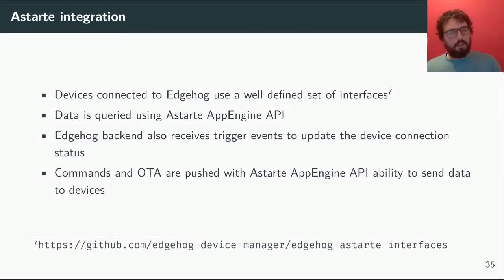And data coming from the device is queried using Astarte AppEngine API, and there are also some triggers which are used to update, for example, the device connection status. So as soon as the device connects, the status on Edgehog changes and the device is marked as online. And the commands and OTA are pushed with the Astarte AppEngine API send feature. So you basically send POST requests to AppEngine API to send data towards the device as usual.